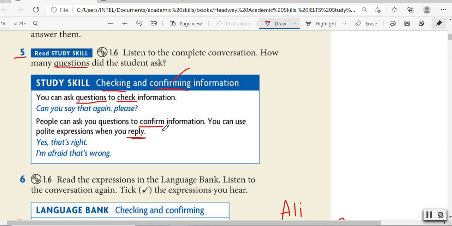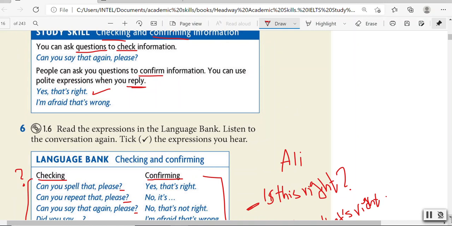You can use, yes, that's right. No, I'm afraid that's wrong. That is not right. Okay? Using this one for replying and using this question for what? For checking that information. And I will show you another exercise. Okay, we must listen to an exercise.